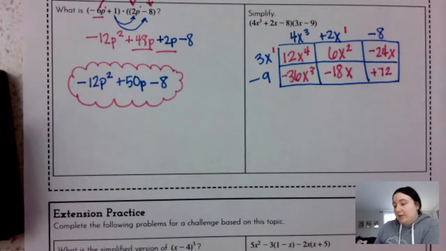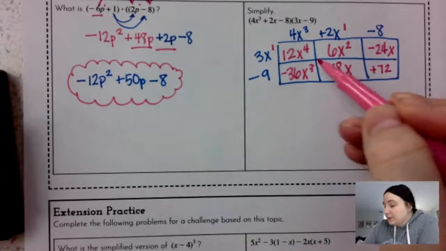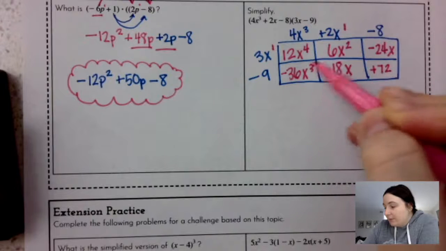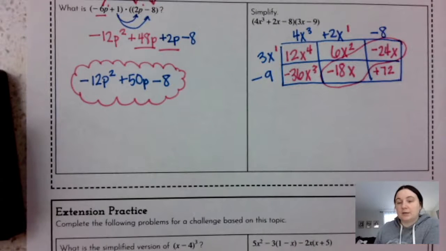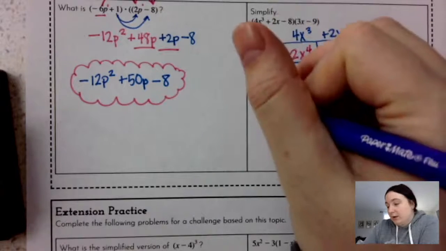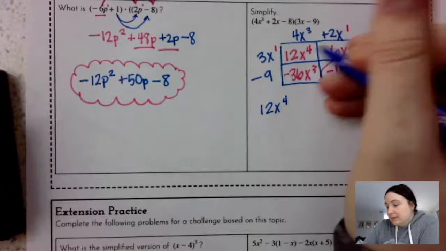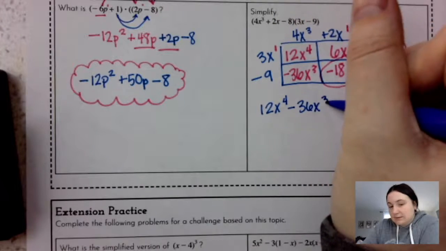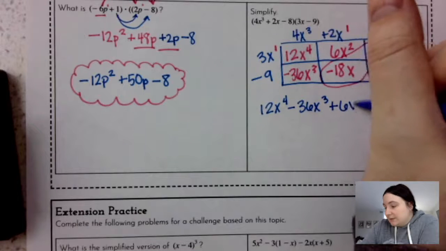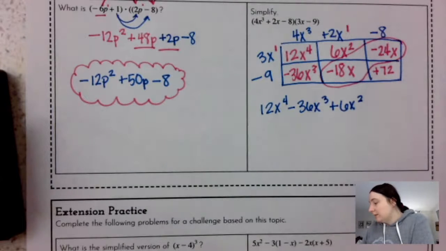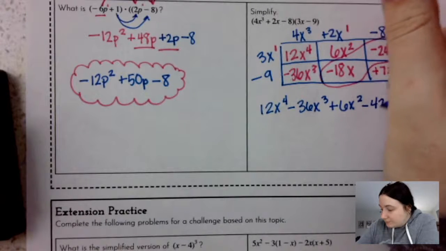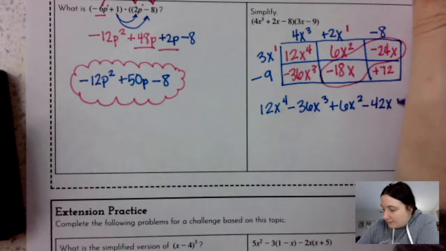Once you have everything in your box, I like to look for any like terms. So I have 1x to the fourth, 1x to the third, 1x squared, but these are like terms. So I like to just put a box or a circle around them, so that when I pull them out of the box, I can combine my like terms all in one step. So I have 12x to the fourth minus 36x to the third plus 6x squared, and then combine. So minus 18 plus minus 24 gives me negative 42, and then 72.